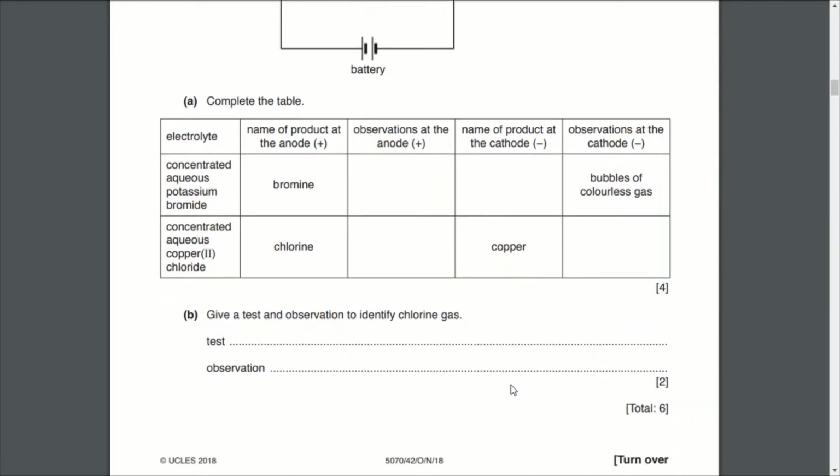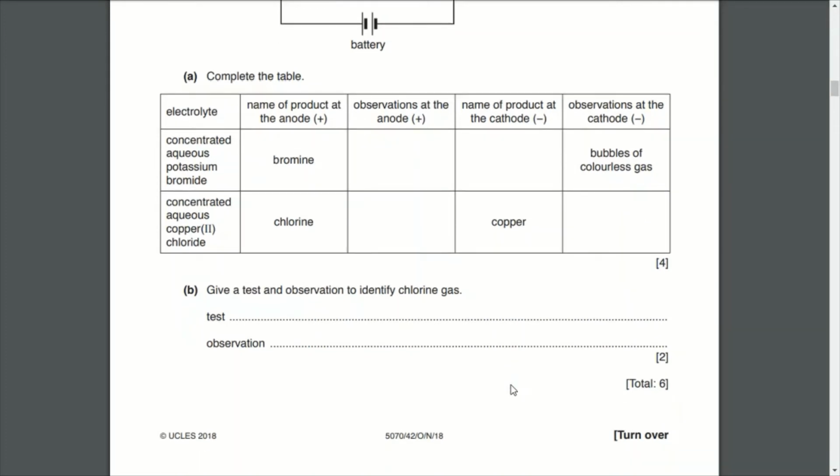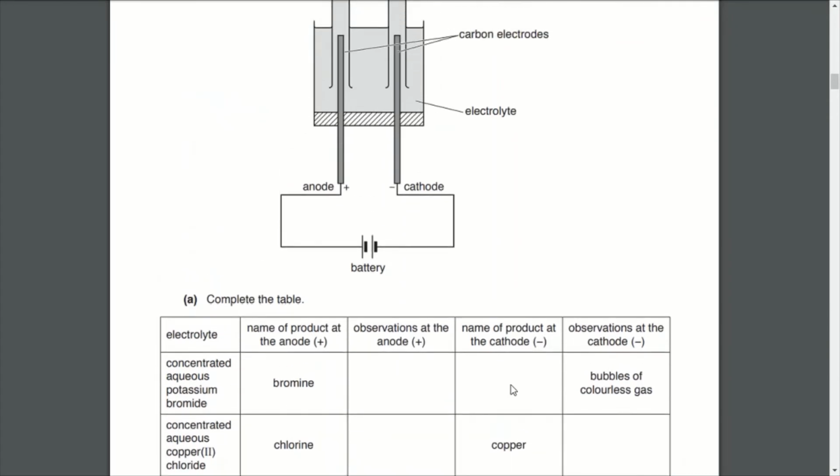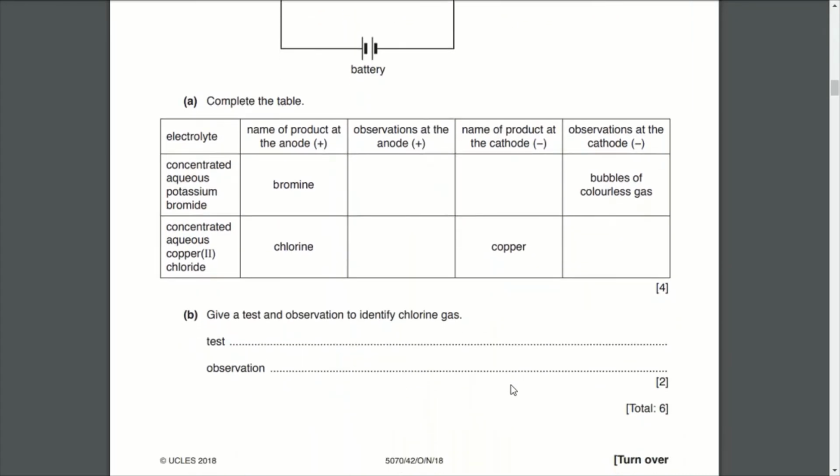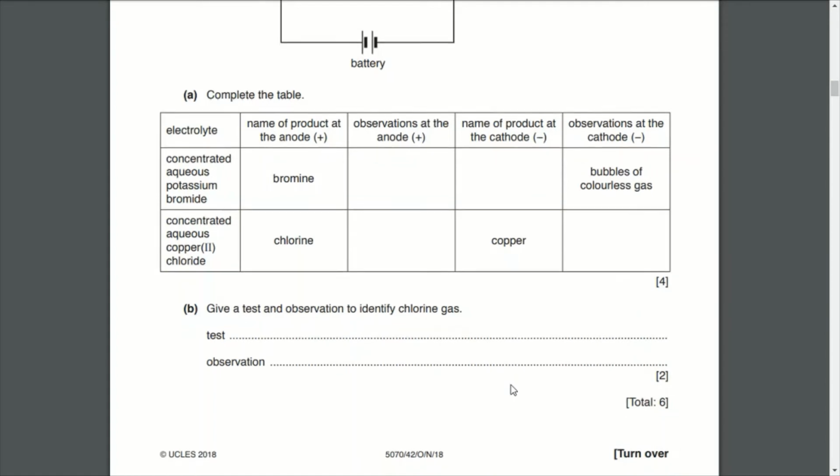Part B: give a test and observation to identify chlorine gas. If we have to test chlorine gas, we are supposed to use damp litmus paper. The observation that we will see is that it is going to bleach it and it will become white. So this is the observation.